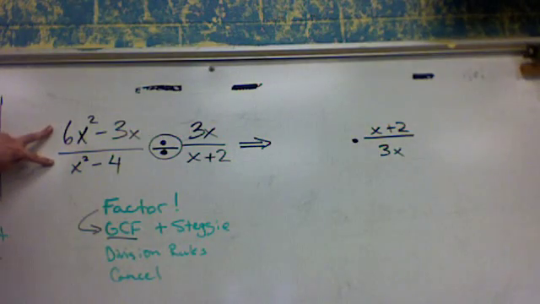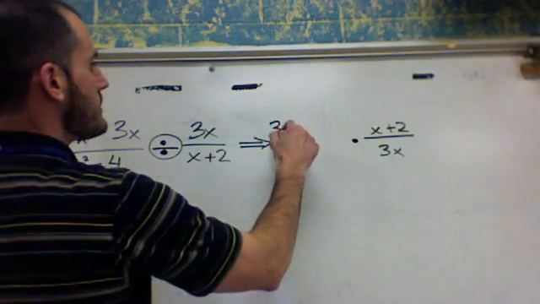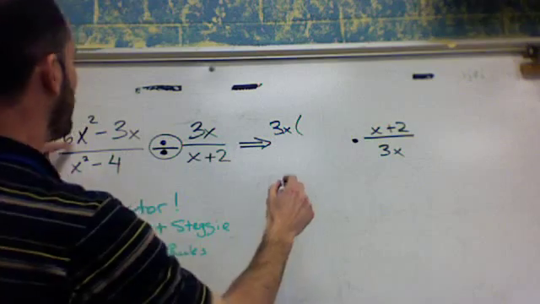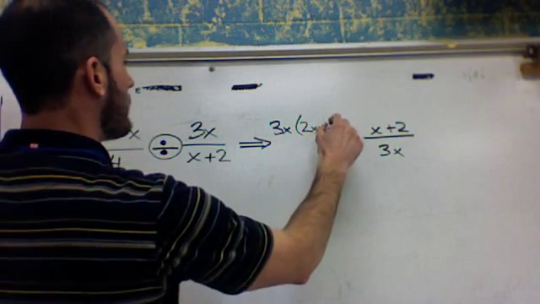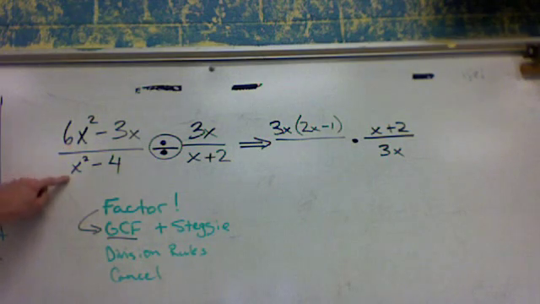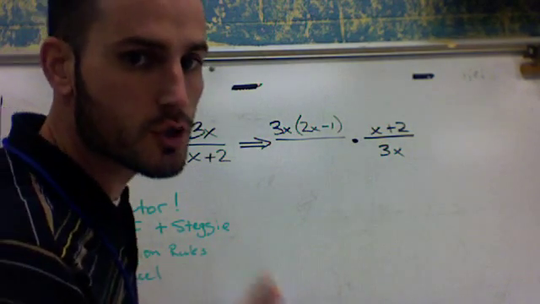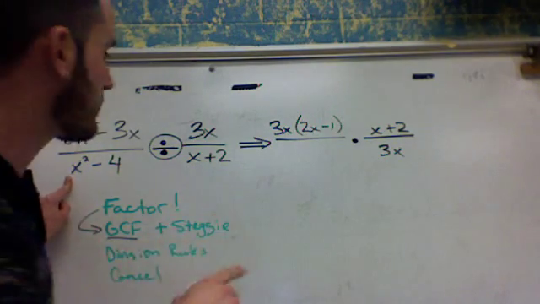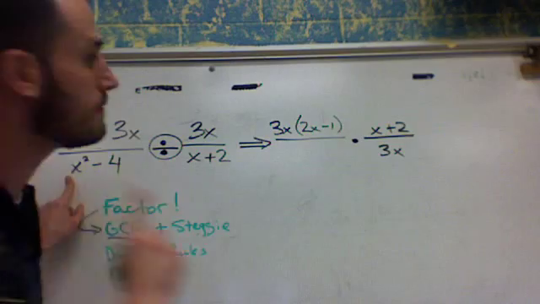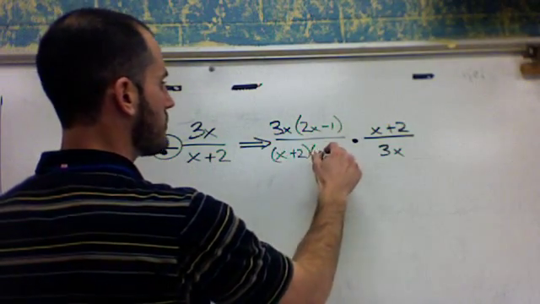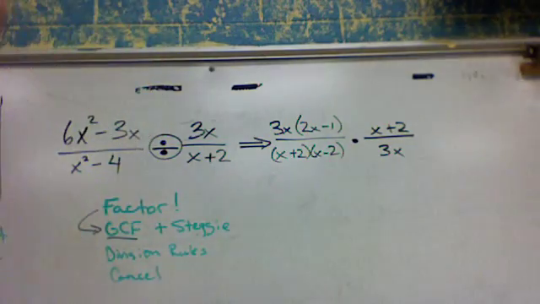So I come back to my original, the leftmost, and I see there is a GCF that will come out. 3x is common to both terms. That would leave me with 2x minus 1 on the top. The second part, that's a difference of two squares, x squared minus 4. So recognize that. If you don't, you can still find that by doing the Steggy method. But remember, these factor a special way. x plus 2 times x minus 2 is how that will factor.